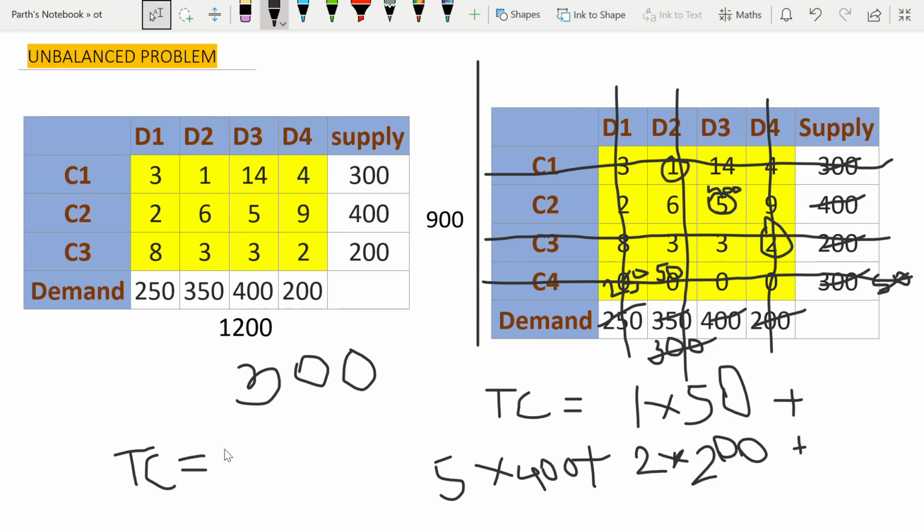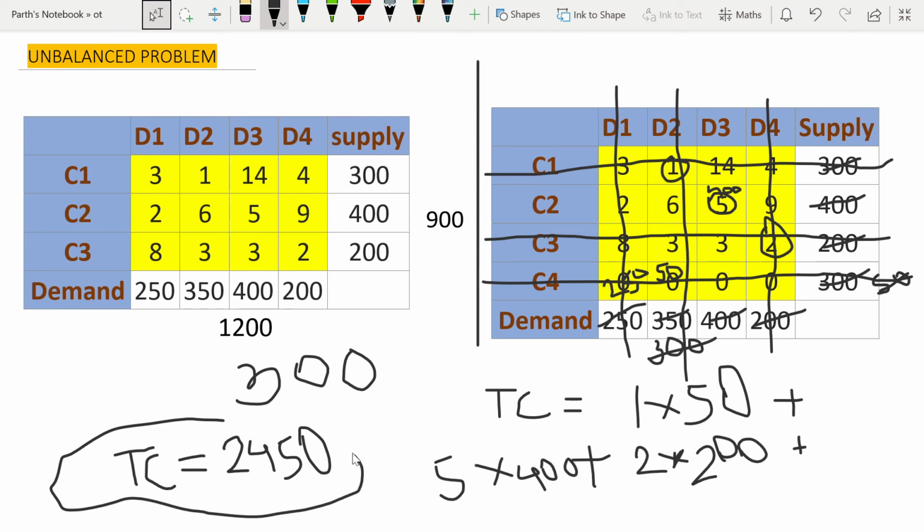So you can check, you can also solve it by yourself and you can cross verify it. 2450, this is our total cost.